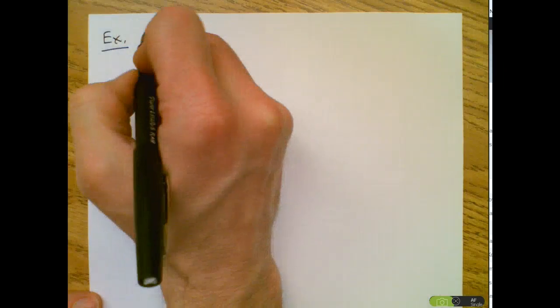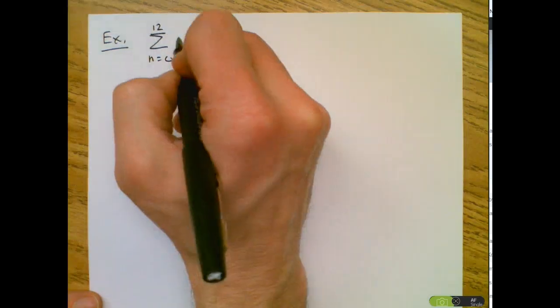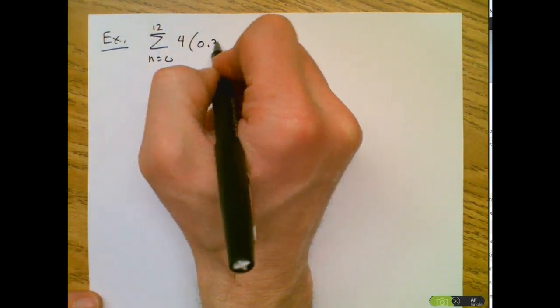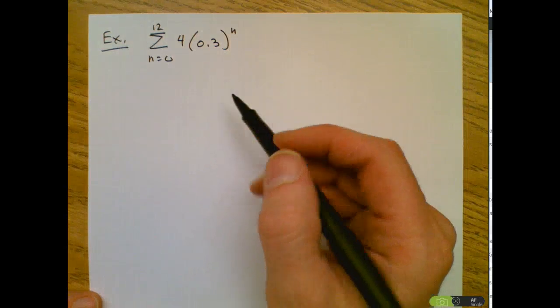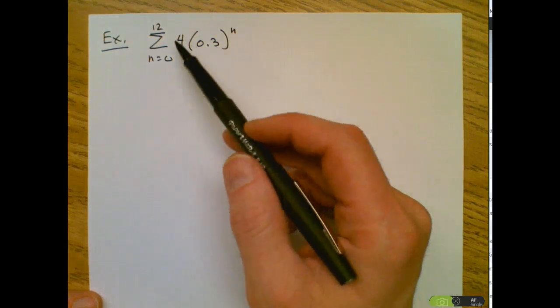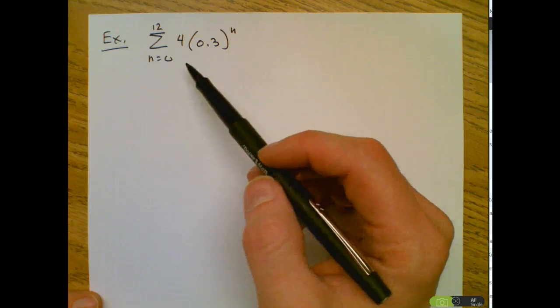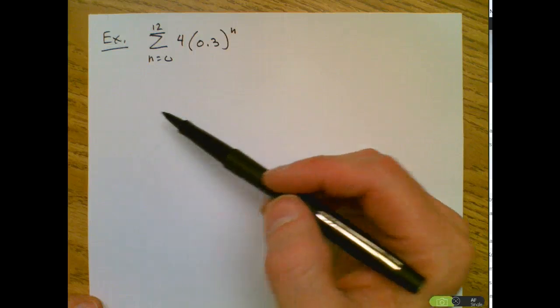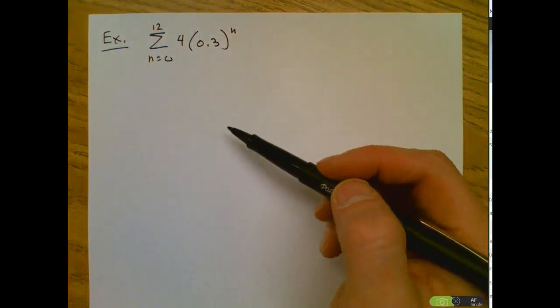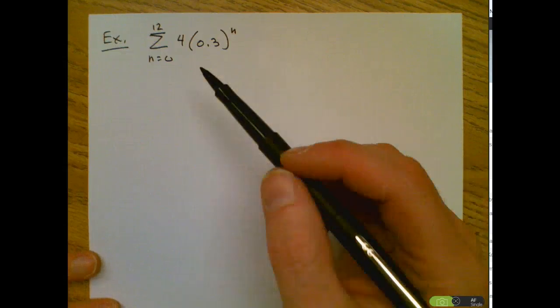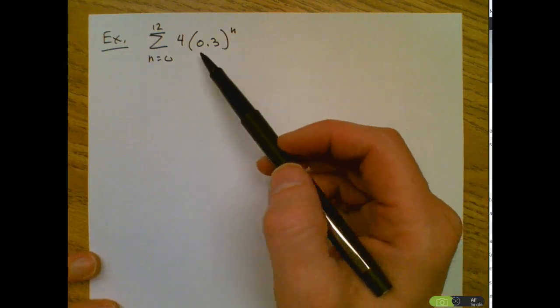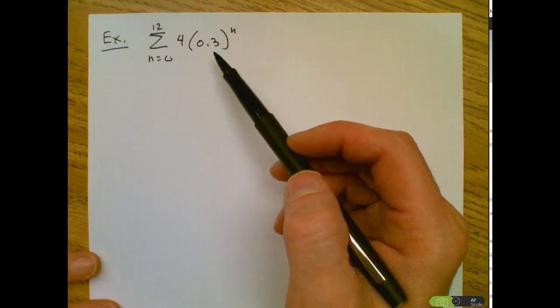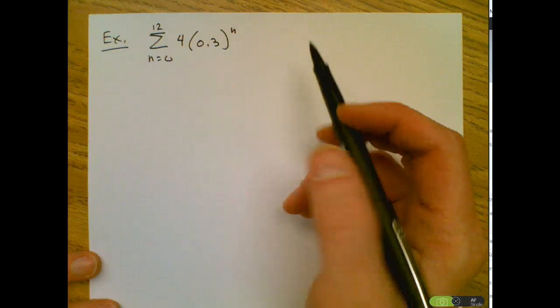Alright, so first example, let's say we have the sum as n goes from 0 to 12 of 4 times 0.3 raised to the n. So the first thing that you need to recognize is this is a geometric sequence, and again, if you're not sure, start plugging in a few values. Plug in 0, plug in 1, plug in 2, maybe plug in 3, and look at your sequence of numbers and make sure that it's going up by the same amount. If you do that, you'll notice that each term is multiplied by 0.3 to get to the next term.